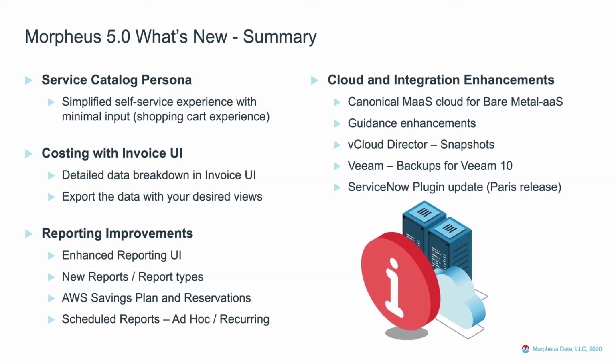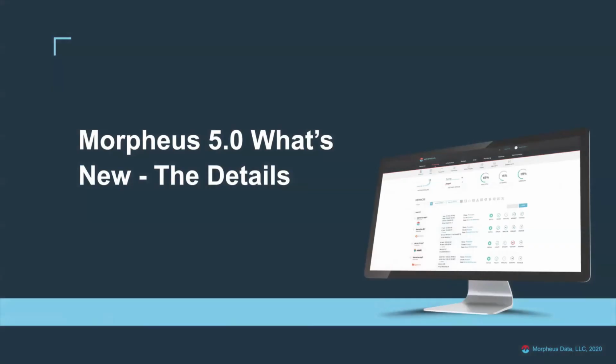But in addition to that, we have a brand new integration in this release, and that is the Canonical Metal as a Service. That really helps you enable bare metal clouds, right? There's other enhancements around guidance. Guidance is all about right sizing, so there's enhancements there as well. Now let's get into those details a little bit more, and then we'll get to see them live in the UI as well.